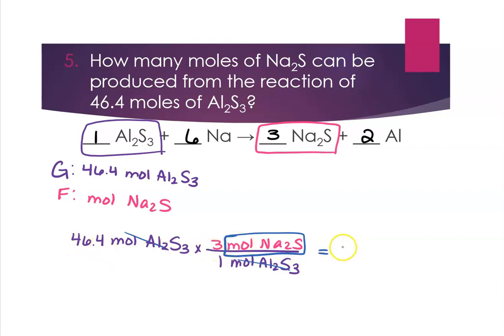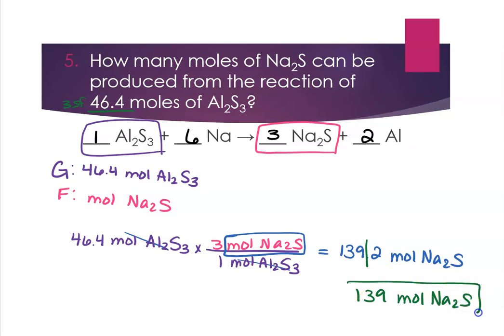46.4 times 3 gives me 139.2 moles Na2S. For my significant figures, this has 3 sig figs, so 1, 2, 3. This would just be 139 moles of Na2S.